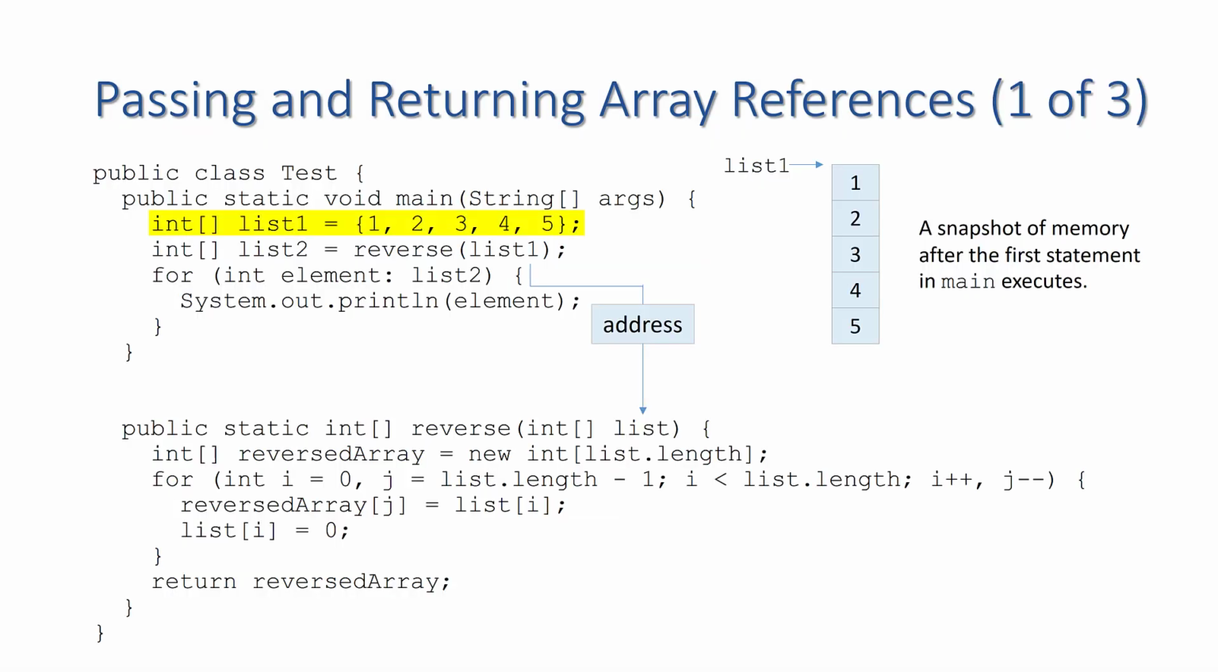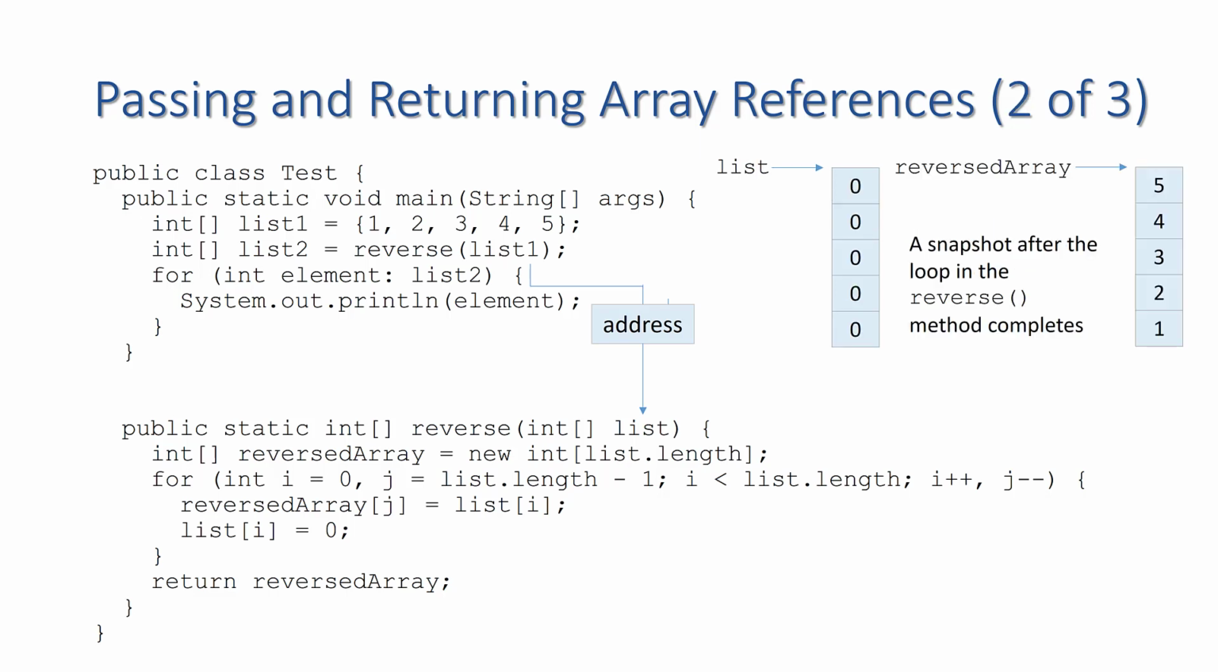In this main method, after the first line executes, list1 references a newly created array of integers that is initialized to 1, 2, 3, 4, and 5. When the second statement executes, reverse is called and a reference to the list1 array is passed into the list parameter.